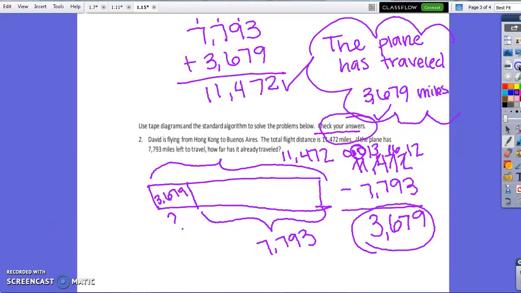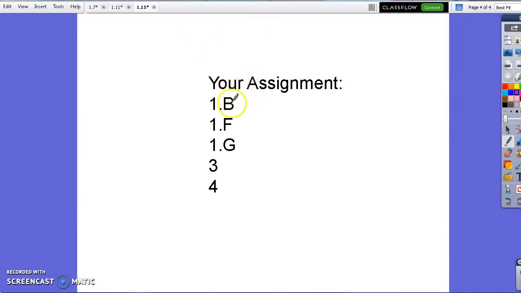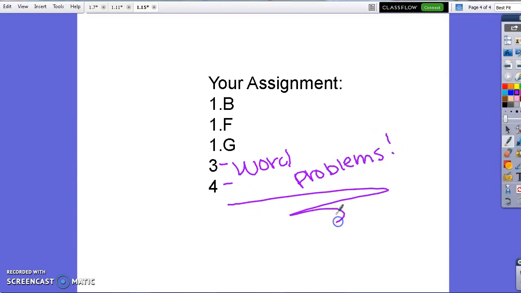The very last thing I want you to do is, your assignment is 1B, 1F, 1G, and then 3 and 4, both of which are word problems. But just because they're wordy doesn't mean that you can't solve them. So read through them, make sure you're checking your answers, and also make sure you're drawing out those tape diagrams. Otherwise, I know personally I will not accept your work until it is finished. All right, guys, good luck.